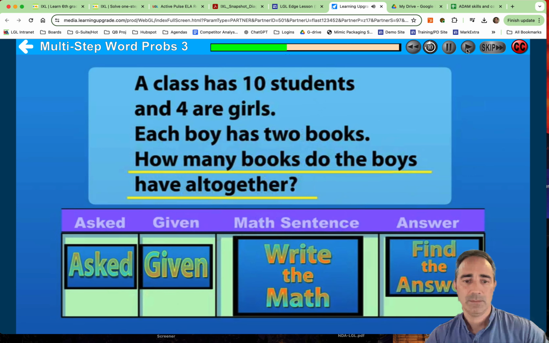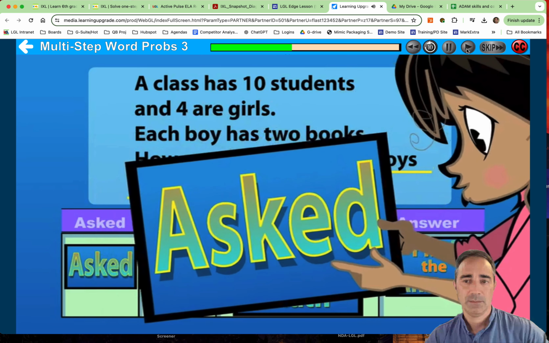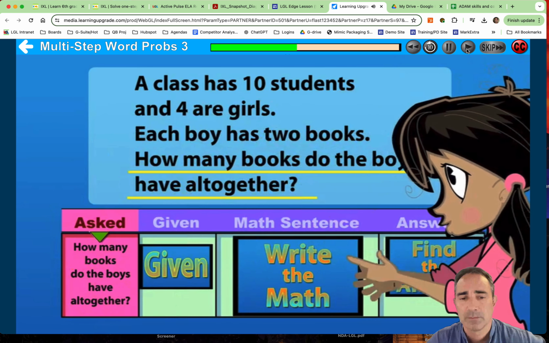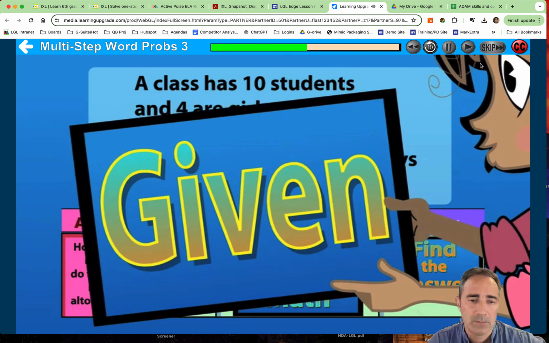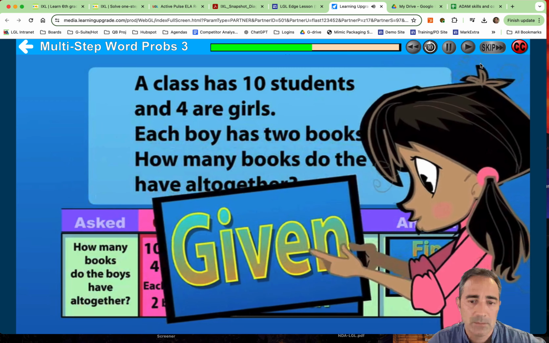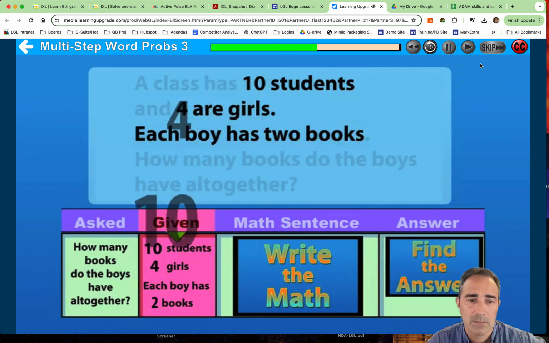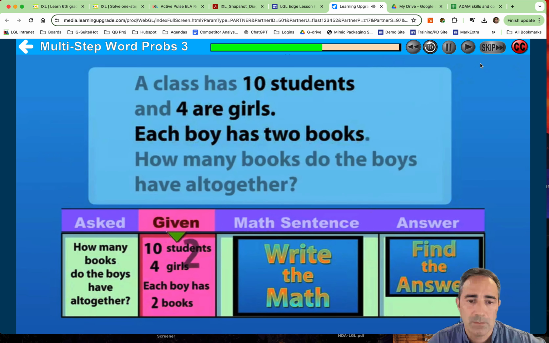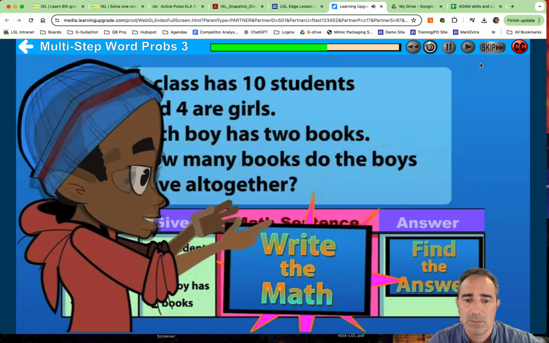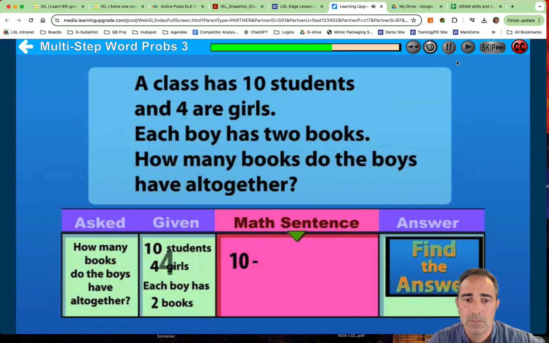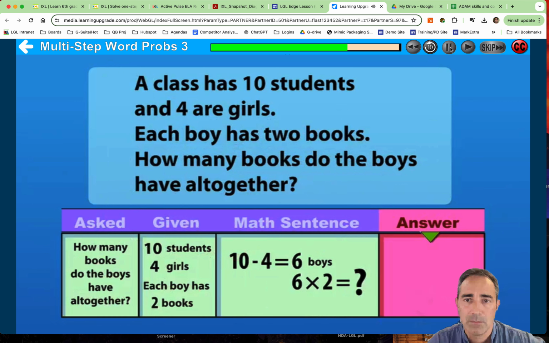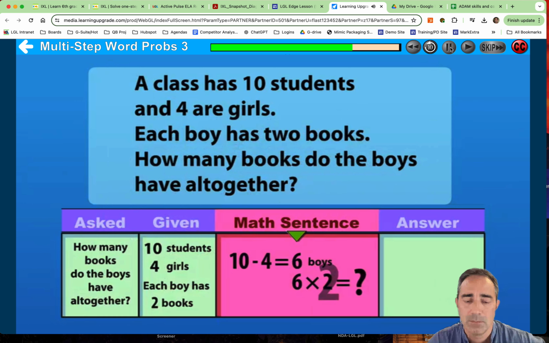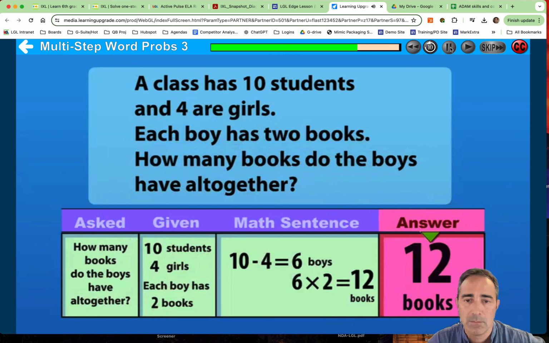What is asked? How many books do the boys have? What is given? 10 students, 4 girls, each boy has 2 books. Write the math, number, sentence, equation. 10 minus 4 equals 6. 6 times 2 equals what? And find the answer. 6 times 2 equals 12 books.